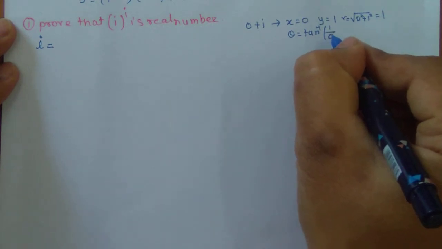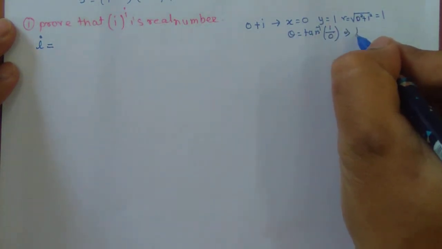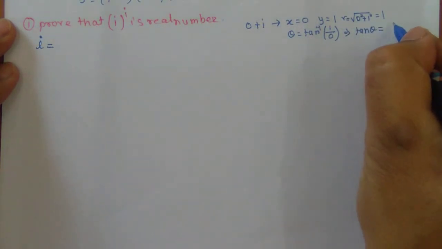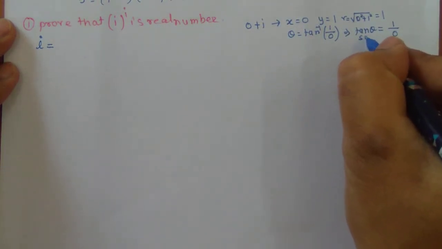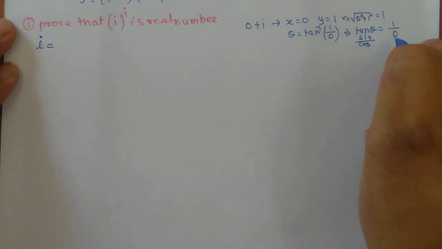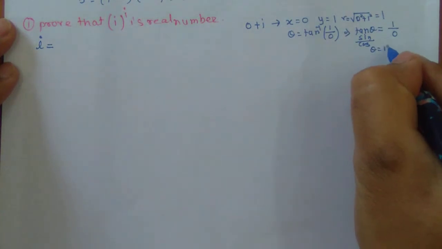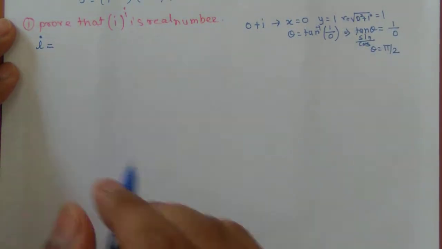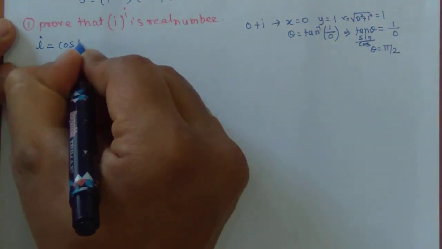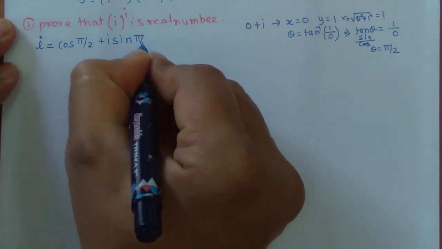Y is 1 and x is 0. As I told you in the previous lecture, this is nothing but tan theta is equal to 1 upon 0. But tan is what? Sine upon cos. So here sine is 1 and cos is 0. This happens only if theta is pi by 2. Hence, this is equal to cos pi by 2 plus i sin pi by 2.